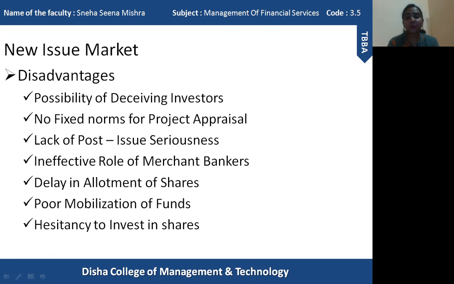They are not disclosing the important matters, they are not disclosing the real element of the securities. So such kind of things can lead to deceiving the investors, who can get cheated also. And in such a situation, it is also very difficult to get the money back.